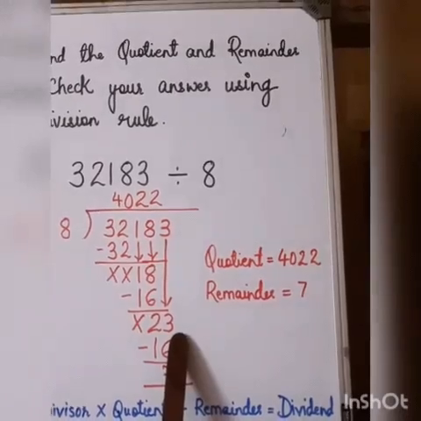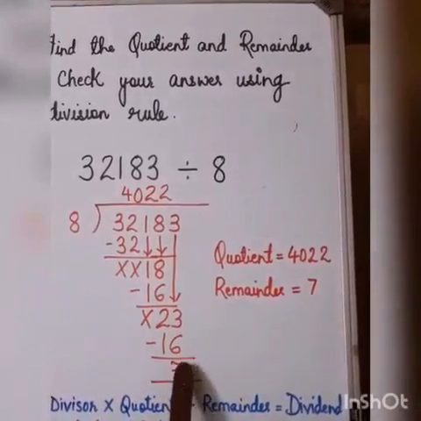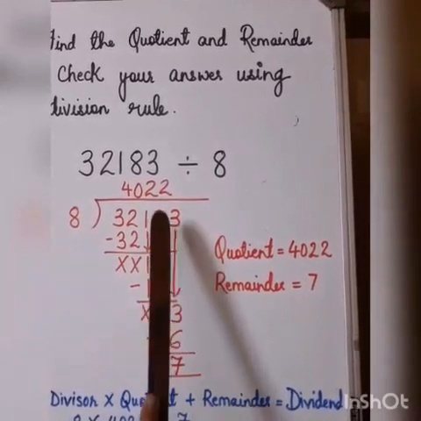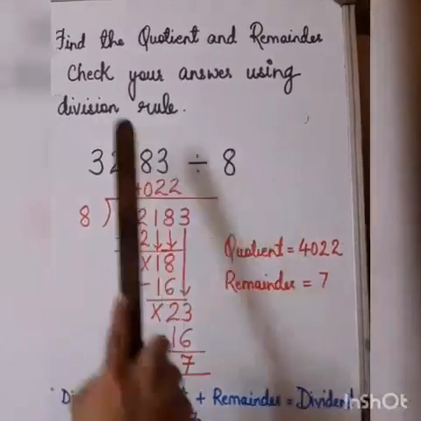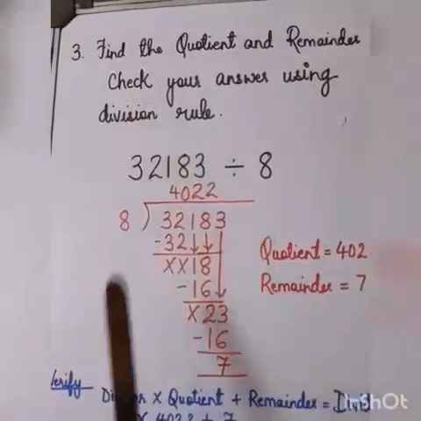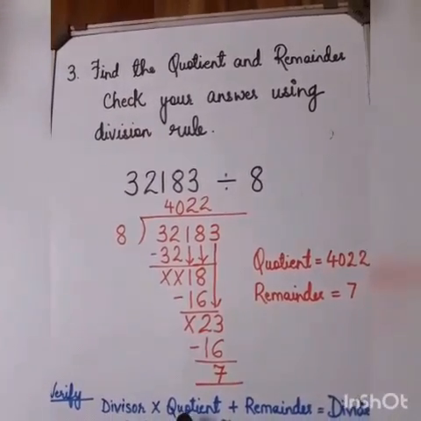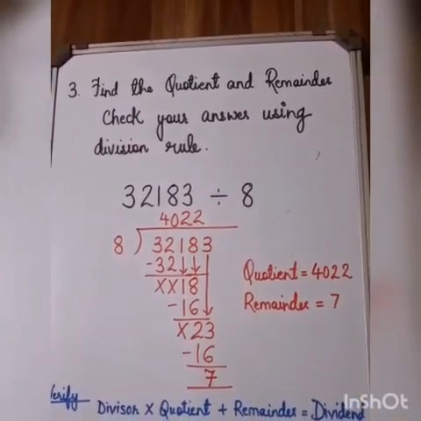So 8 threes are 24. So we have to take 8 twos are 16. So 23 minus 16 is 7. So this is our remainder and this is our quotient. So now we have to check this. We have to verify this. So our rule is divisor into quotient plus remainder is equals to dividend.